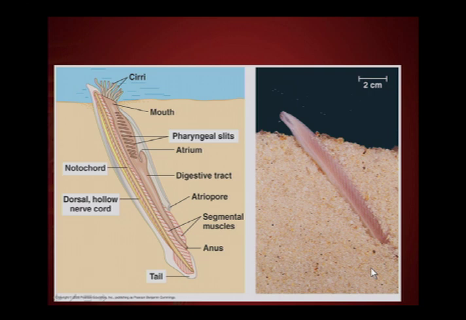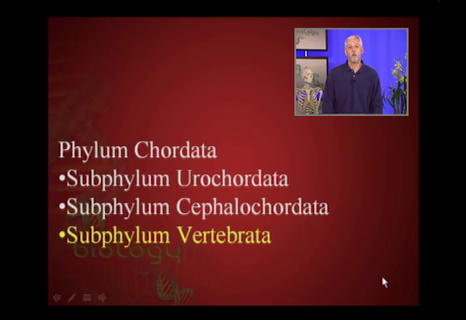Here we're looking at a dorsal spinal nerve cord, a notochord, and they also exhibit pharyngeal clefts and gills. So this is a more classic-looking chordate. And then the last subphylum is our own subphylum, the Vertebrata. The Vertebrata have a vertebral column surrounding the spinal cord and also the cranium as well. And that will be composed of either bone or cartilage.